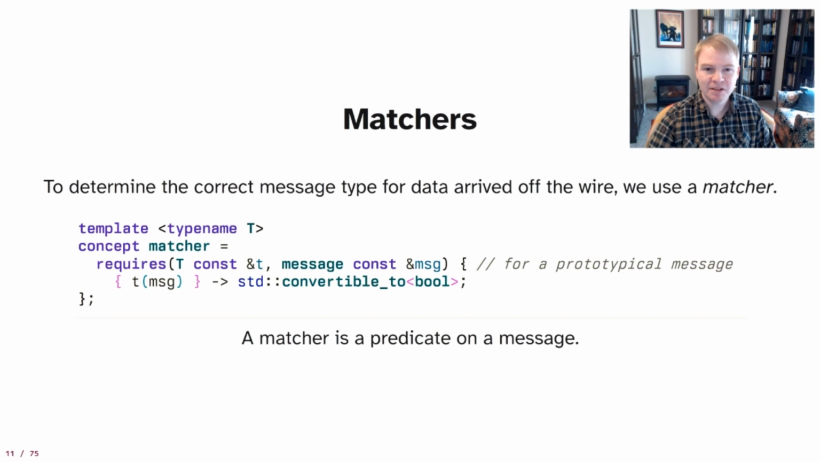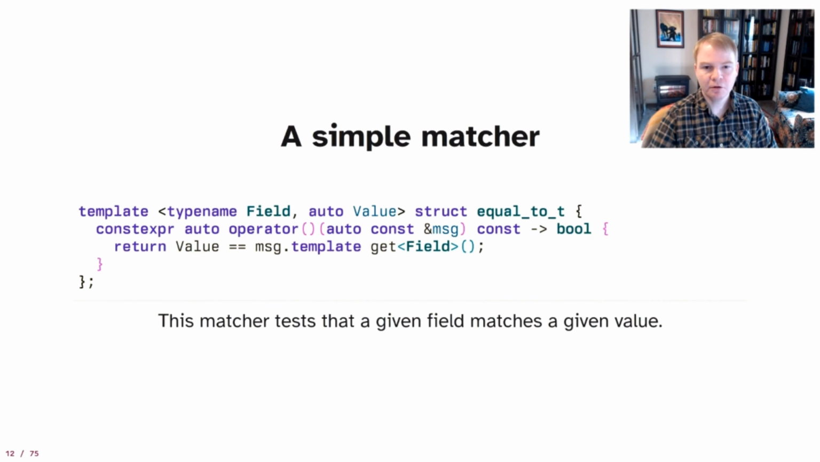So when we call the matcher on that message, it gives us back a Boolean value or something convertible to a Boolean. You get the idea. Here's a concrete example. If we want to dispatch based on a certain field being a certain value, here's a matcher that does that. So when we call its function call operator with the message, it's going to extract the right field and test to see whether it's the right value.